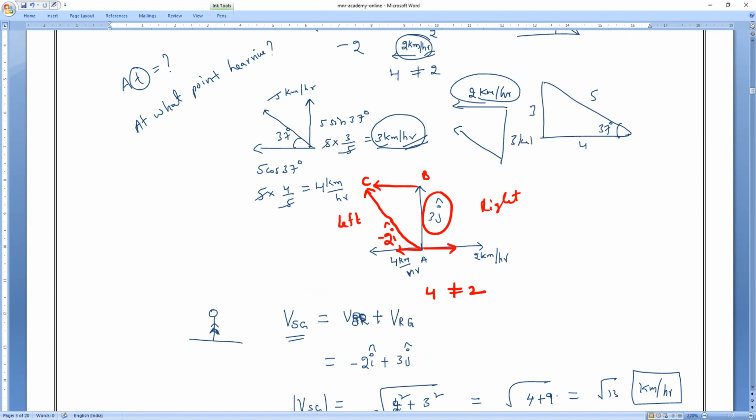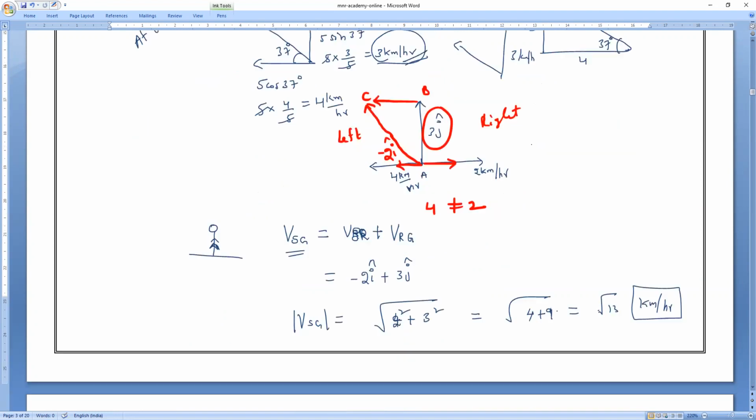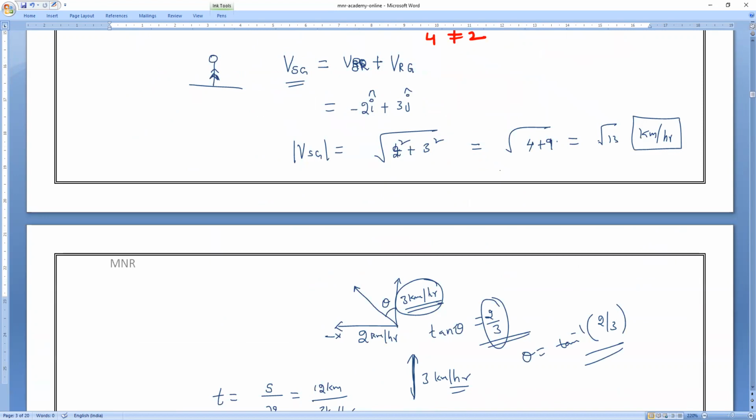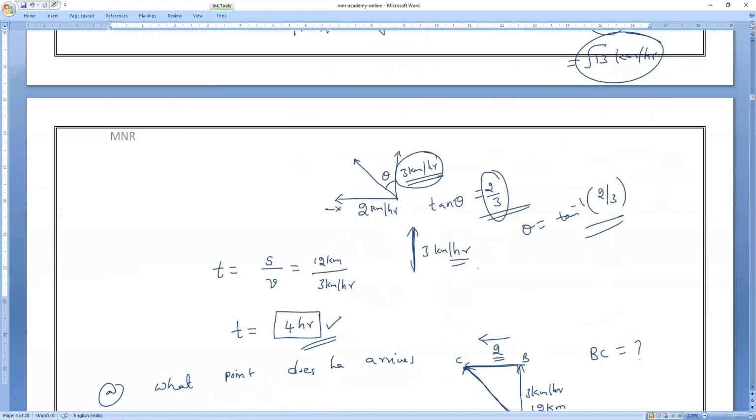So this is 3 kilometers per hour. So what is it that he is actually finding? What speed is he swimming? I found the magnitude. He is swimming with root 13 kilometers per hour. So now tan theta, theta also I have found. With what angle to the perpendicular? Theta is equal to tan inverse of 2 by 3. With that angle he is swimming.